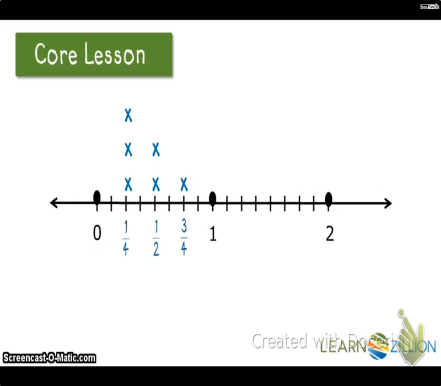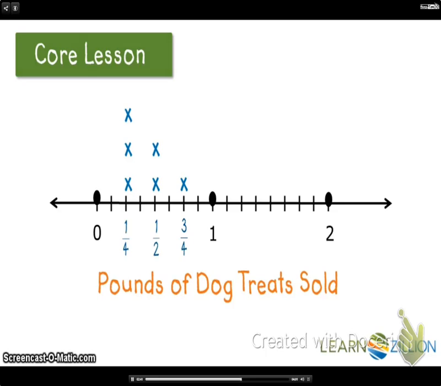So to begin, we have plotted that information on the line plot. And we notice that there are 3 x's above the 1/4 because there were 3 bags of dog treats sold that weighed 1/4 of a pound. 2 x's above 1/2 because there were 2 bags of dog treats that were sold that weighed 1/2 of a pound. And then there's 1 x above 3/4 to show that there was 1 bag of dog treats weighing 3/4 of a pound. This line plot data shows the pounds of dog treats sold at the pet store.